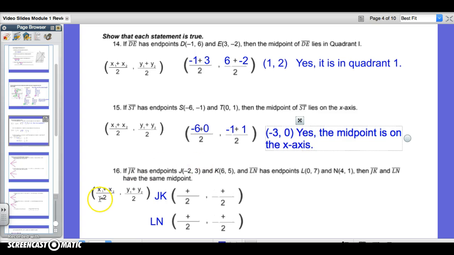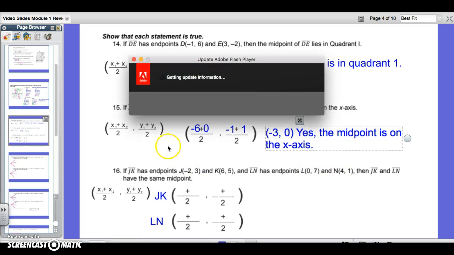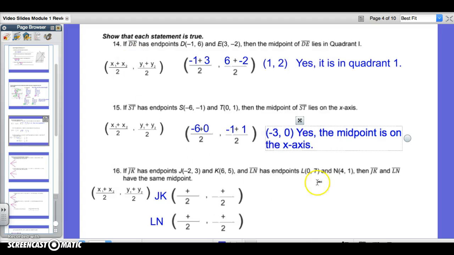Okay, number 16. If JK has endpoints J(-2, 3) and K(6, 5), and LN has endpoints L(0, 7) and N(4, 1), then JK and LN have the same midpoint. So we need to actually find the midpoint of each of these segments and then see if they're actually the same.